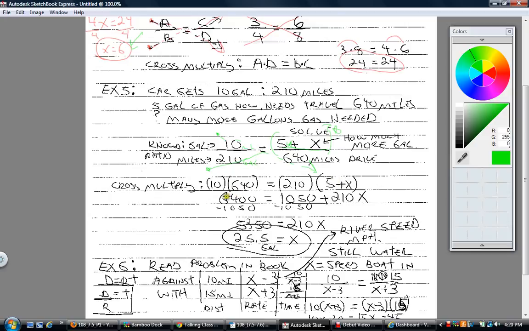Okay, so from here 6,400 equals, and I'll just do the distributive property, 1050 plus 210x. Isolate the 210x term, minus 1050, divide by 210, and all of a sudden you get 25.5 gallons is what you need to go.